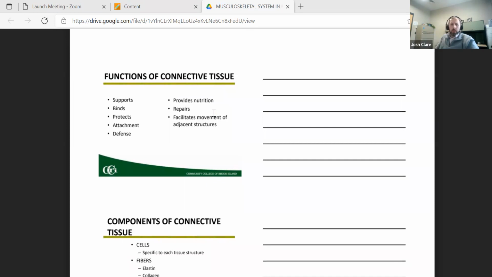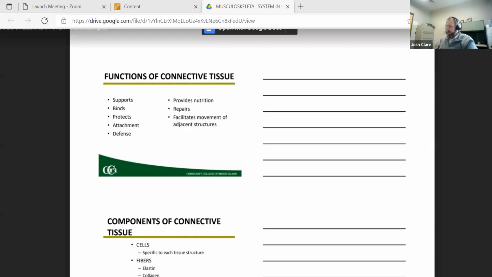So what's the purpose of the connective tissue? Well, we're going to support structures, bind, keep them together, protect, improve alignment, attachment, and facilitate movement of adjacent structures. That's really what I think of when I think of the musculoskeletal system and the connective tissue. So all of those things that we're talking about: cartilage, joint capsules, ligaments, tendons, bursa, they are all connective tissues. Intervertebral discs, bone, meniscus, skin, fascia, those are all connective tissues as well.